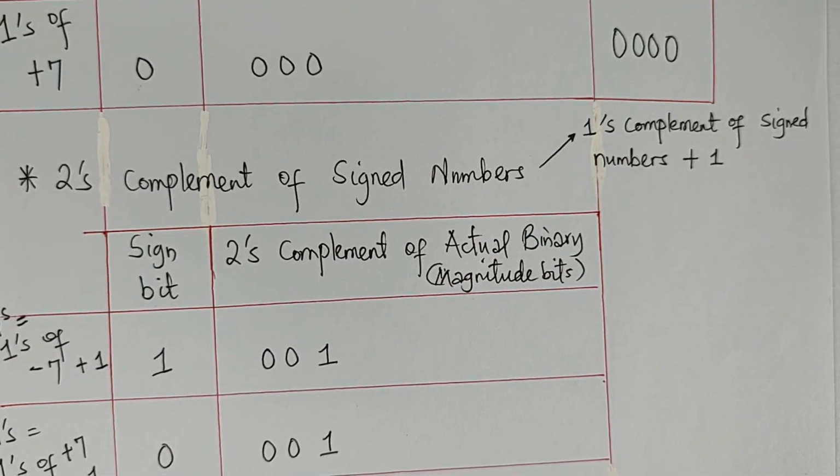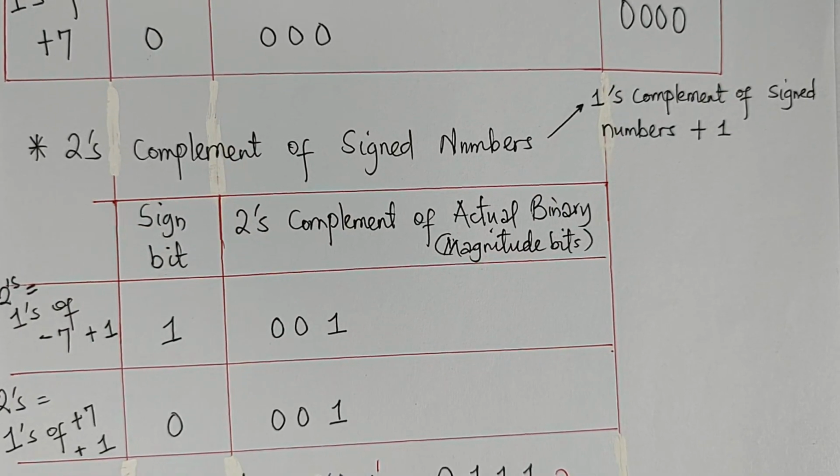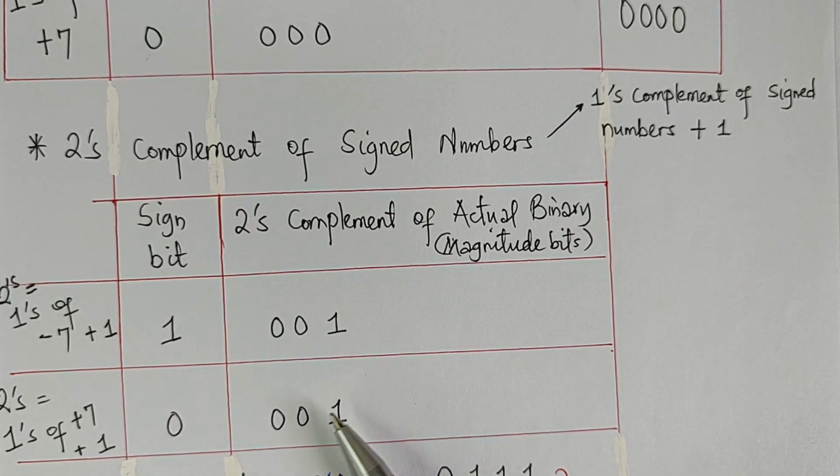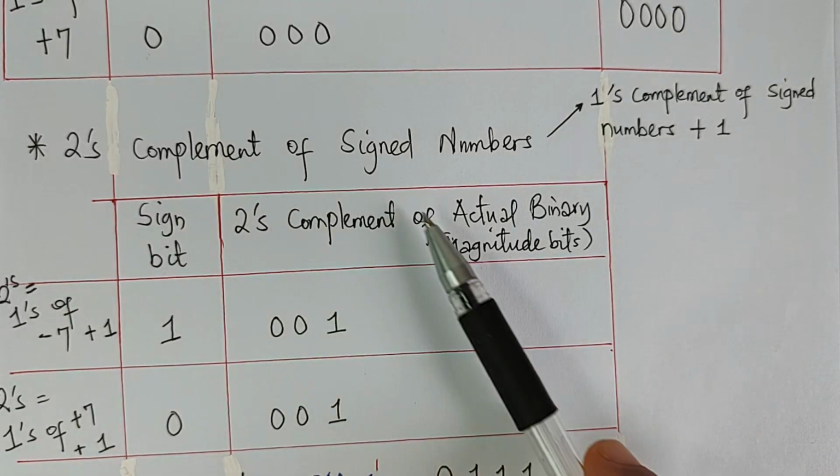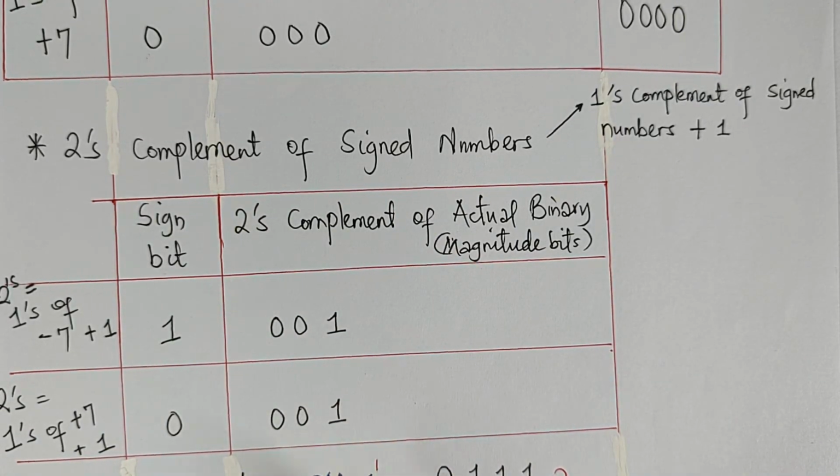Now the same thing, if we are to consider plus 7, we're going to have 0, 0, 0, 1. This is for the sign bit. Literally before, the 1 complement was 0, 0, 0. So plus 1, making it the 2 complement, is going to be 0, 0, 1.